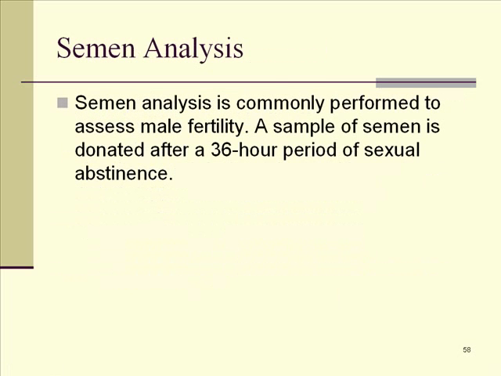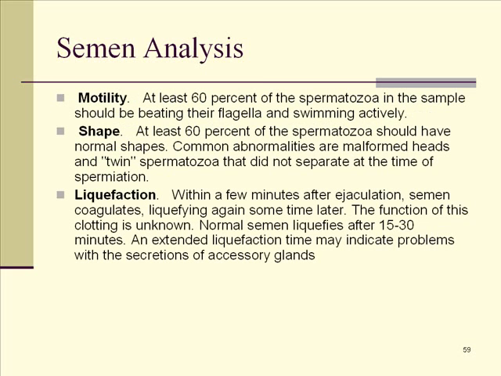Now, a semen analysis is commonly performed in males to assess fertility. A sample of semen is donated after a 36 hour period of abstinence. And typically these would be the characteristics that you look at. This is a test question. Characteristics include motility, shape, liquefaction. Basically what you look at is that 60% of the sperm in any sample have to have beating flagella, have to be actively swimming. That's one component in a semen analysis.